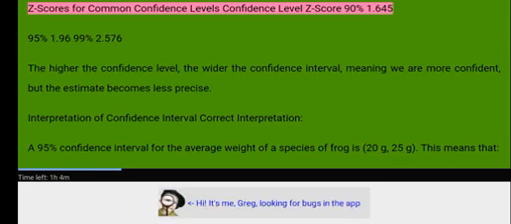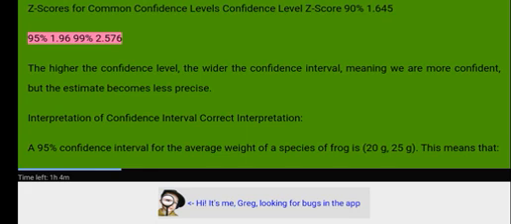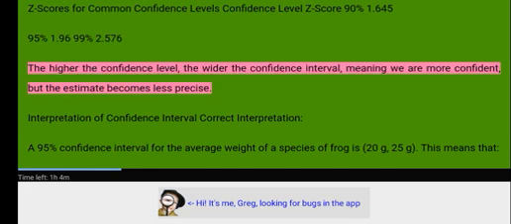Z-scores for common confidence levels. Confidence level, z-score: 90%, 1.645; 95%, 1.96; 99%, 2.576. The higher the confidence level, the wider the confidence interval, meaning we are more confident, but the estimate becomes less precise.